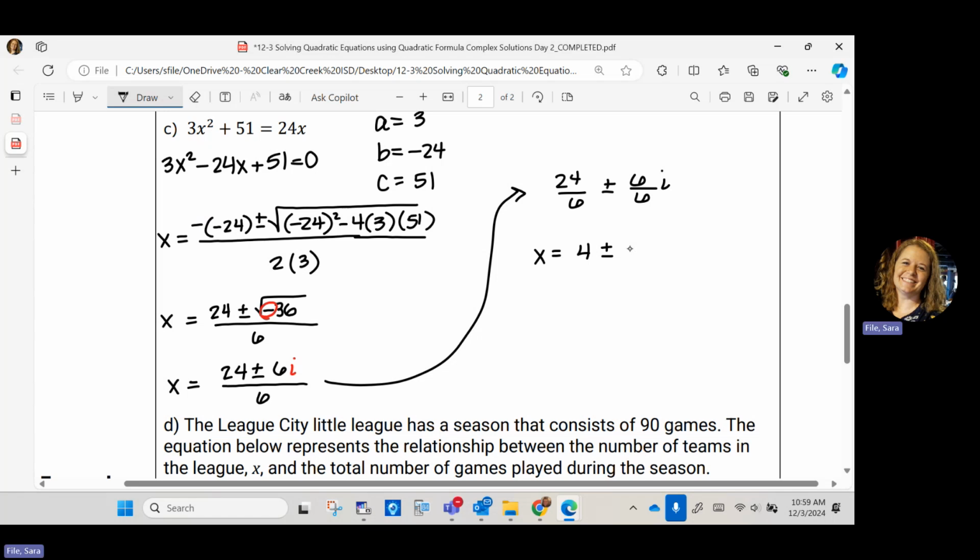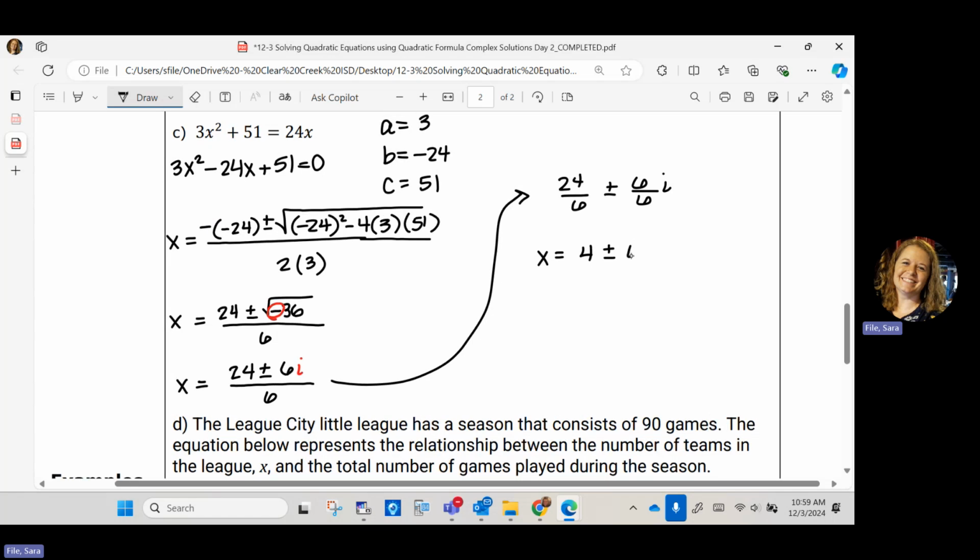Yep, you got it. Now, if it's 1i, do I have to write the 1? No. I is the 1. I don't have to put a 1 coefficient in front of it. You treat it like any other letter. So if your coefficient's 1, you don't have to write it.